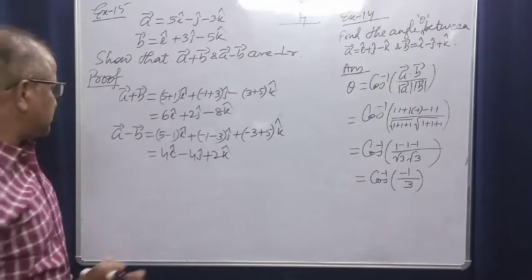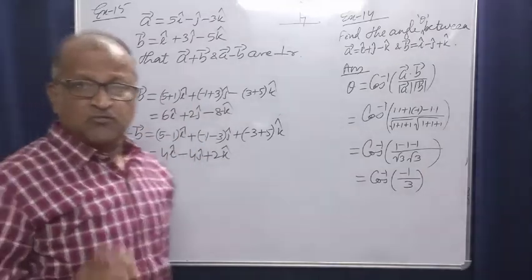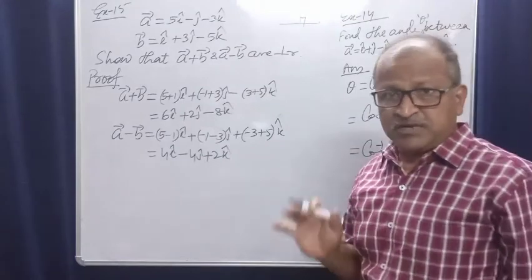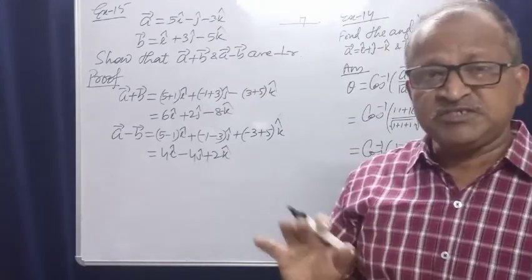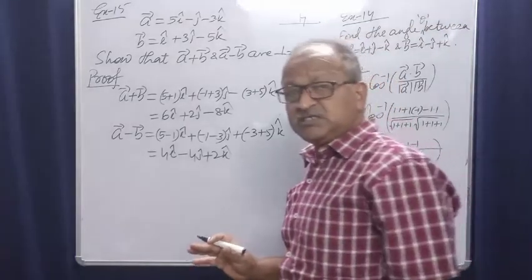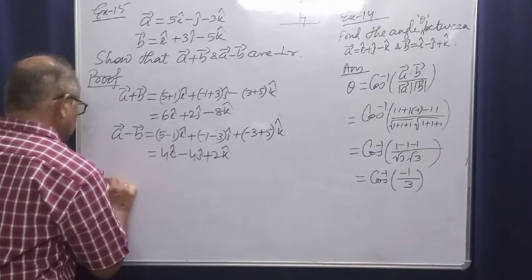Now the vectors are like this. A plus B is this, A minus B is this. What we will show is that they are perpendicular to each other. That means their dot product must be 0. Two vectors will be perpendicular if their dot product is 0. Right? Now let us take the dot product.